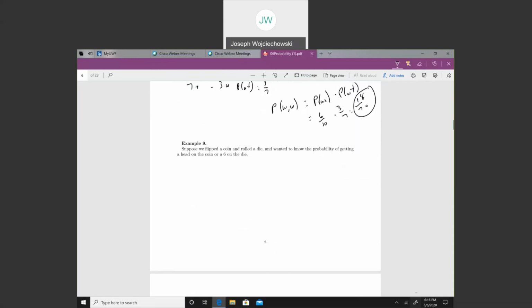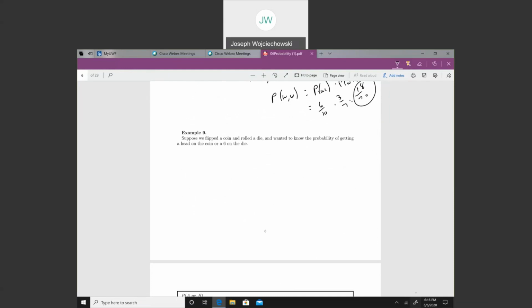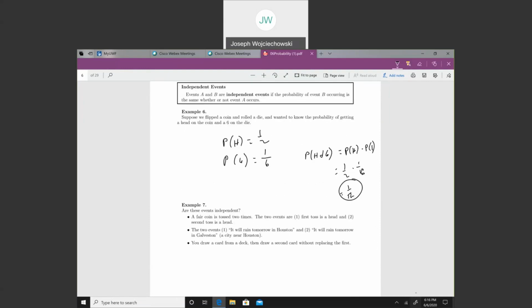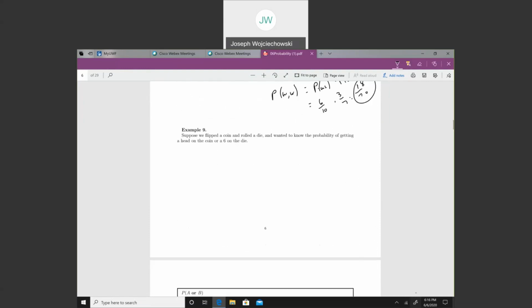Let's look at another example. Suppose we flip a coin and roll a die, and I wanted to know the probability of getting a head on the coin and a 6 on the die. Didn't we just do that? Yes. So let's rewrite this. Probability of head is 1/2. Probability of 6 is 1/6. So probability of a head and a 6 is 1/2 times 1/6, which is 1/12, just like we did before.